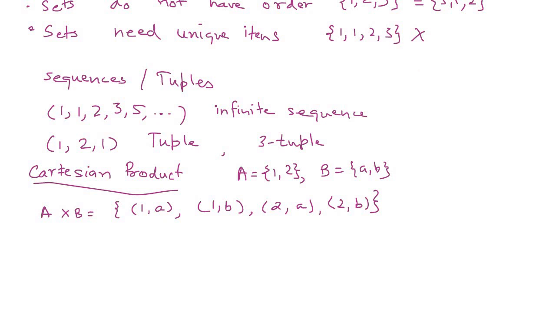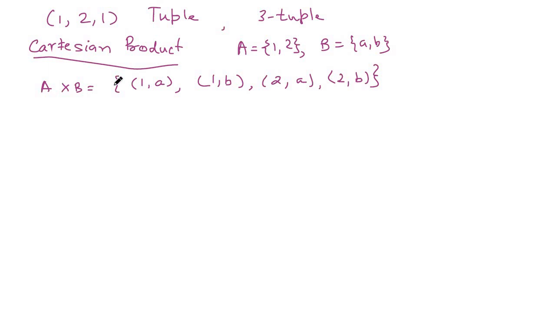Again, coming back, the Cartesian product is a set of sequences or a set of tuples, and in this particular case, this is a set of 2-tuples. So every tuple contains two items. The first item is coming from set A and the second item is coming from set B. So that's a Cartesian product.